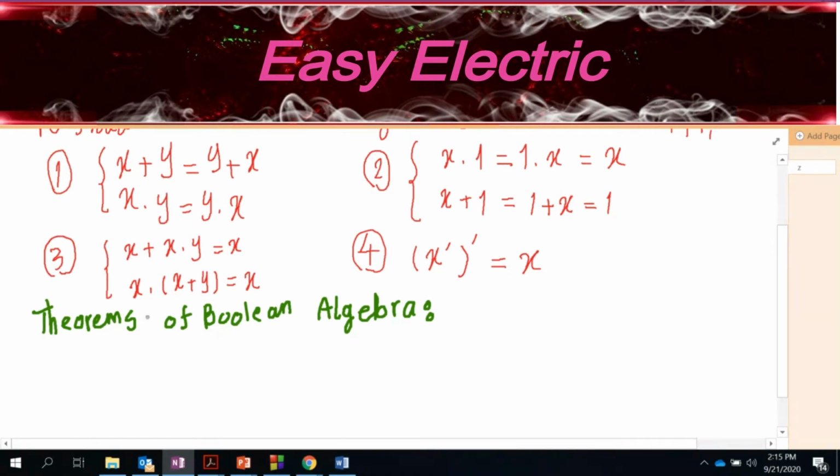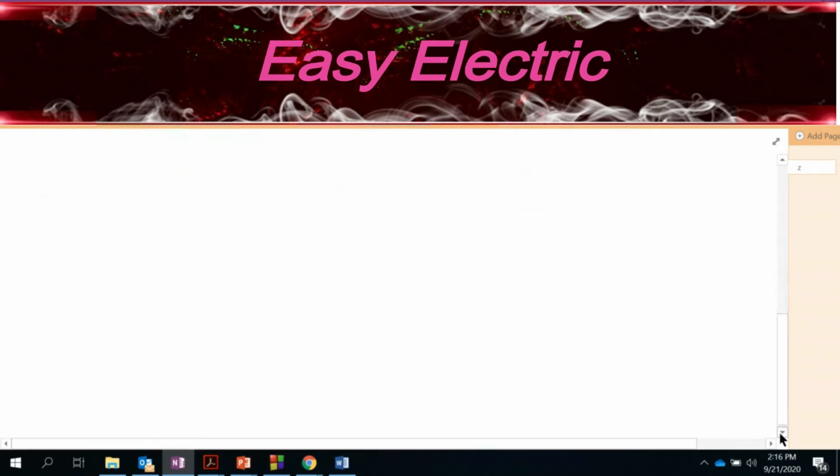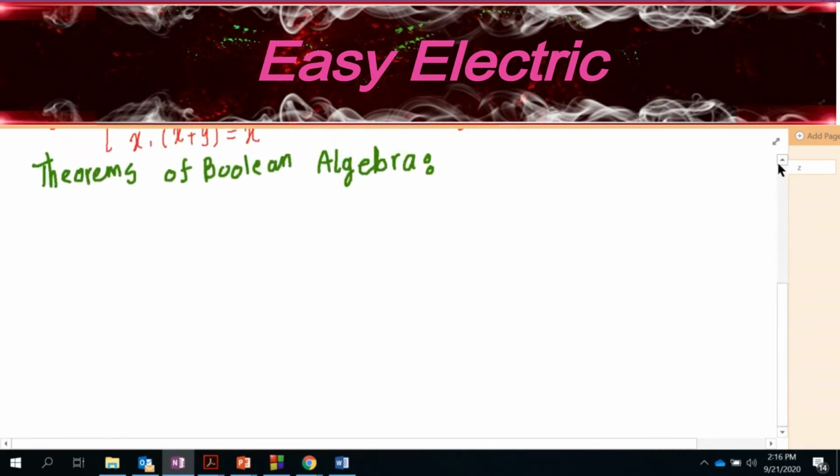So let's just see how many we have. We actually have a few of them. Let's change the color and get more space here. Okay. So number 1, you could actually prove based off those 4 postulates.